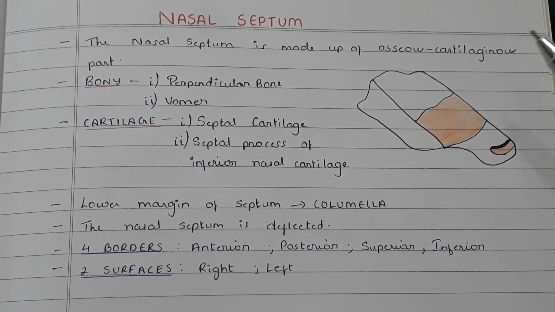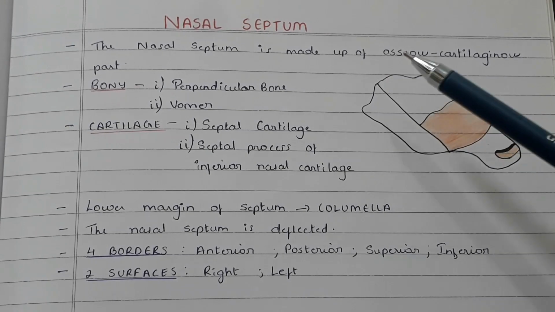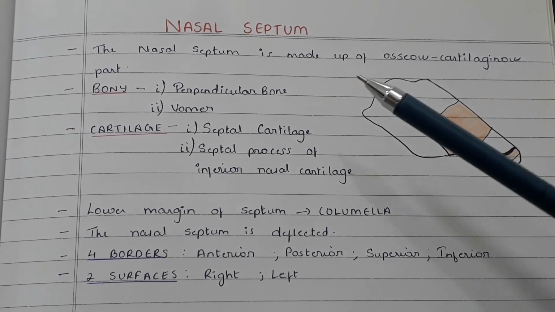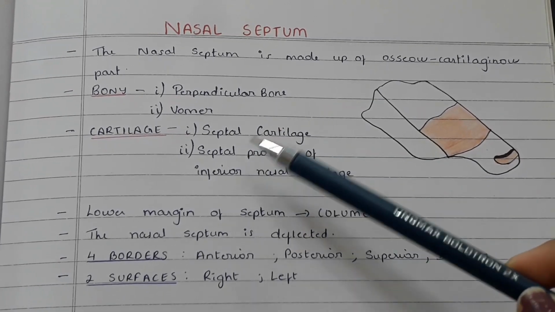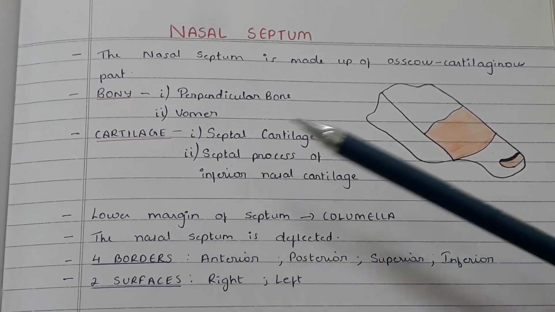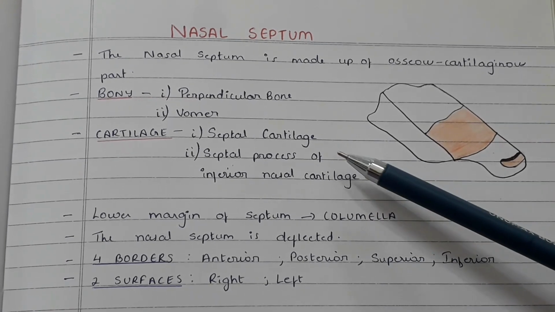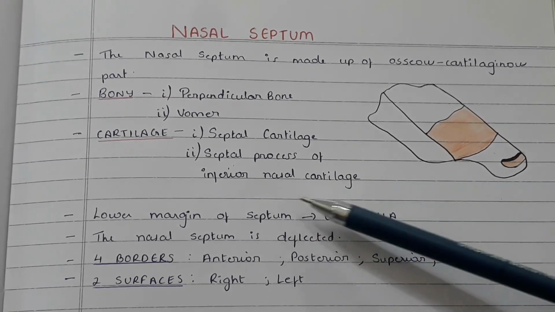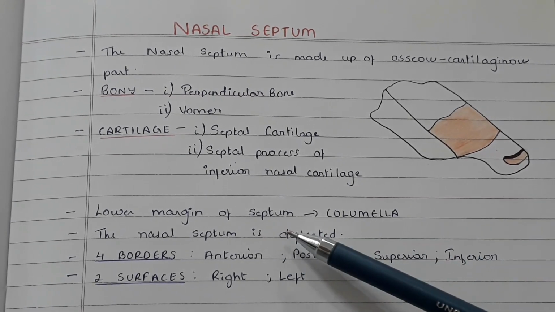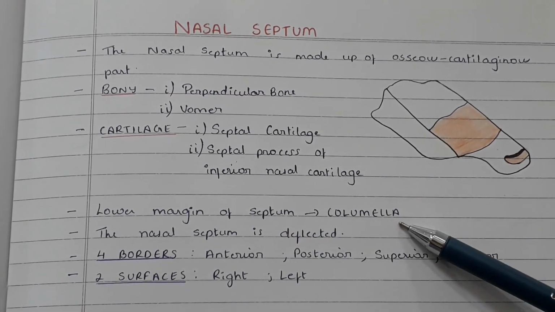Nasal septum. The nasal septum is made up of the osseous and cartilaginous parts. The bony part includes the perpendicular plate and the vomer. The cartilage includes the septal cartilage and the septal process of the inferior nasal cartilage. The lower margin of the septum is called the columella.